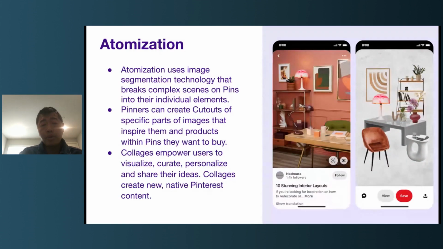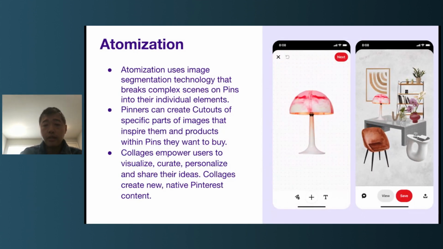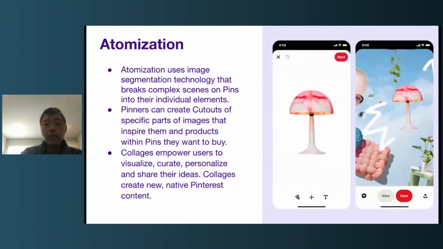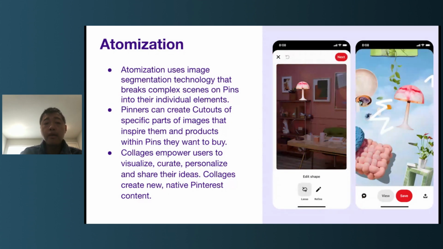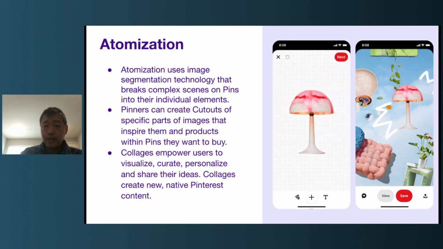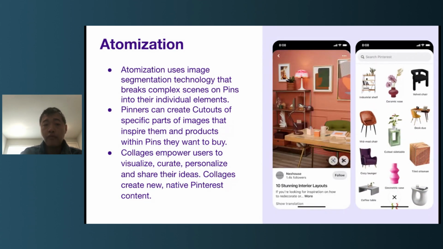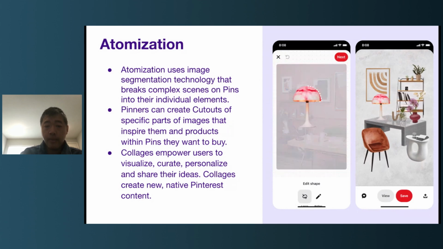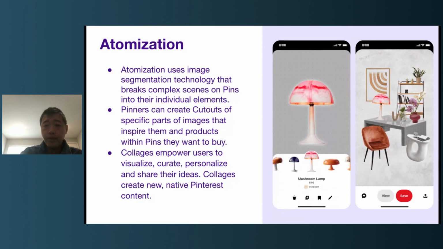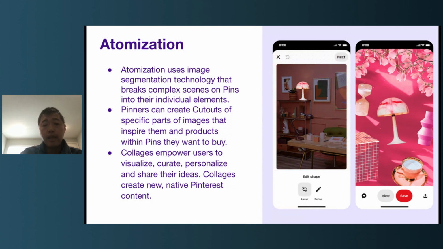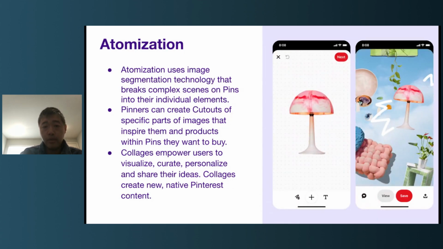Now, I want to introduce a technology that unlocks an all new level of saving and curation on Pinterest. This is called atomization. Atomization breaks down complex scenes into individual elements. The first phase of atomization is cutouts. Cutouts enable our users to extract and save just the elements they love most within a pin.